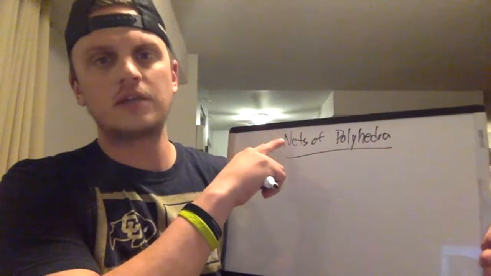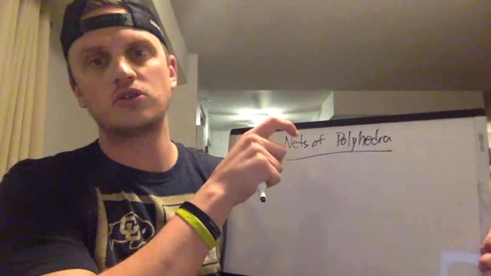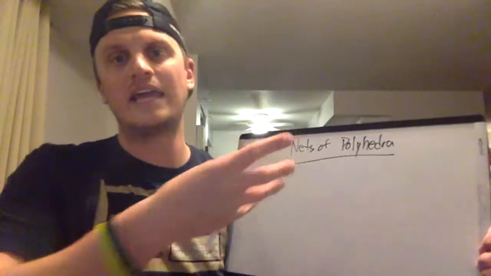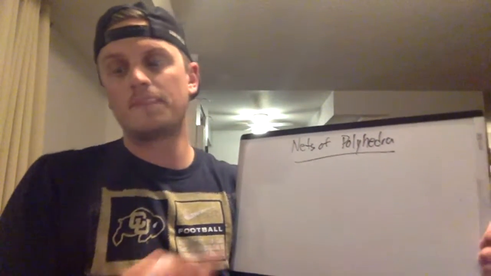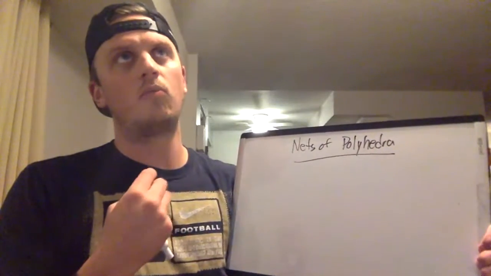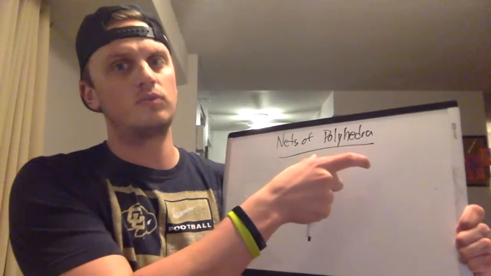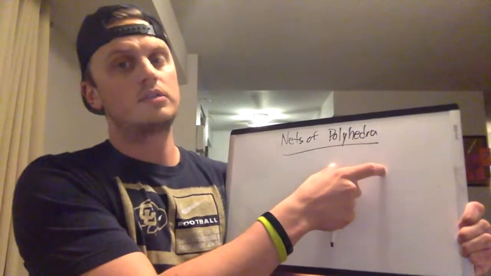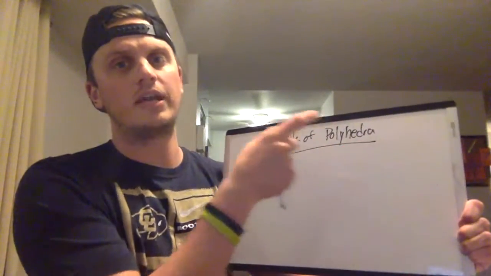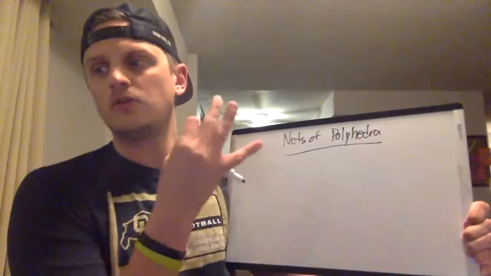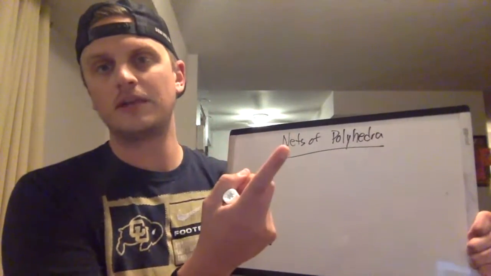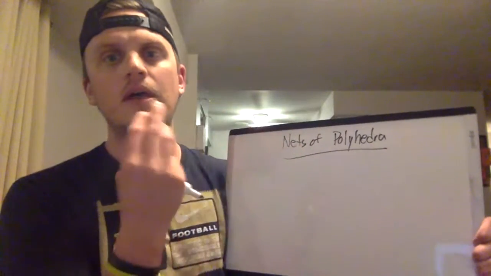When we talk about a net, it's taking that three-dimensional shape and turning it into a two-dimensional layout of that three-dimensional shape. I'm going to talk about what you need to know in order to take a net and turn it into that three-dimensional solid, or take a three-dimensional solid and turn it into the net. I'm going to do three different examples: a pyramid example, a prism example, and a cylinder example.